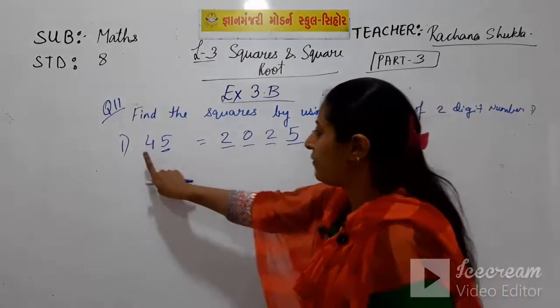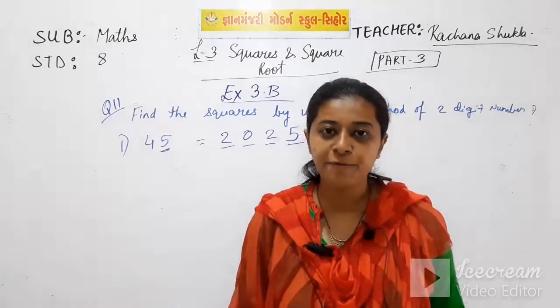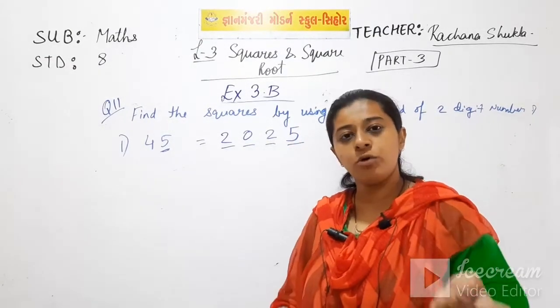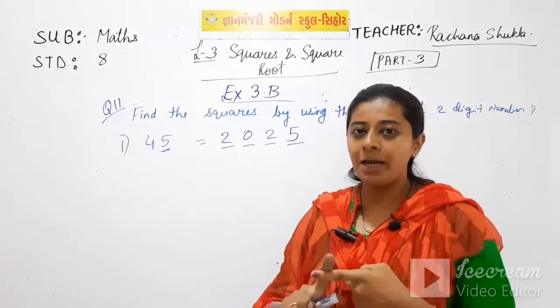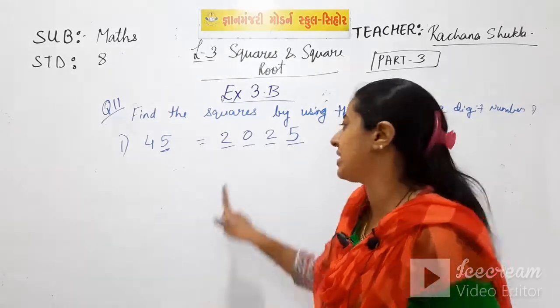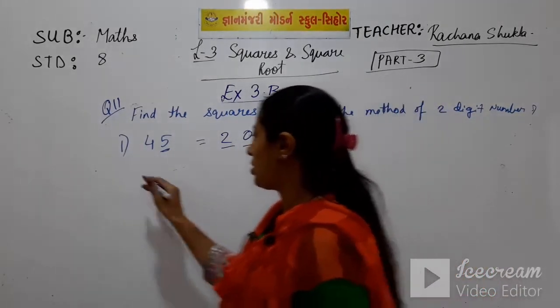First step, find out the square of 5 and put it in the last two digits, that is 25. Then 4. What is the number after 4? After 4 it comes 5. So multiply both these numbers. 4 5s are 20. This is your answer.